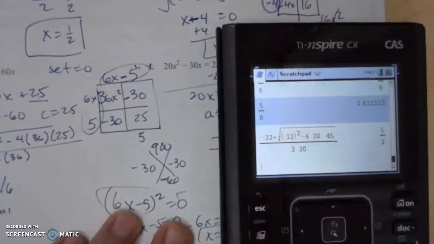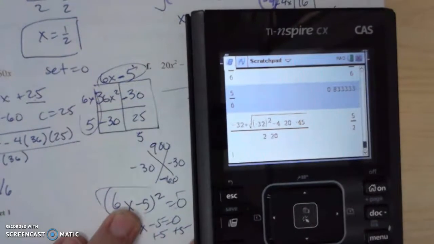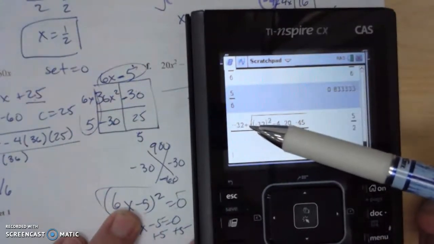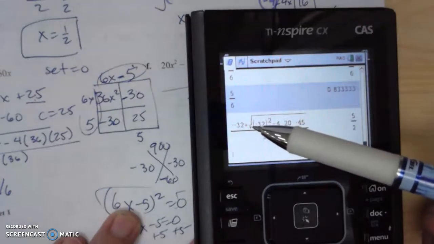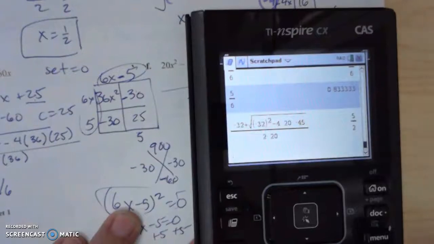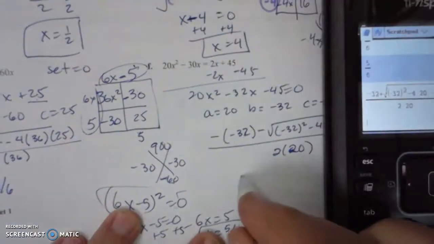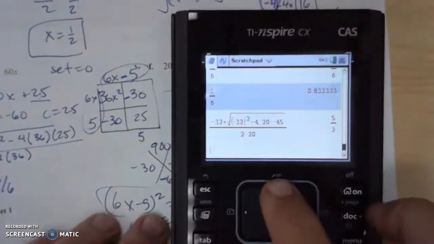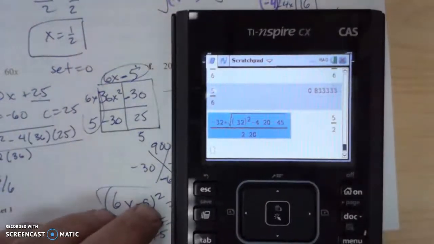When I put this in the calculator, or on Desmos, I should put plus or minus, but I can only put in a plus or a minus on a calculator at a time. So I'm going to get this problem, and I get 5 over 2 for one of my answers. 5 over 2.